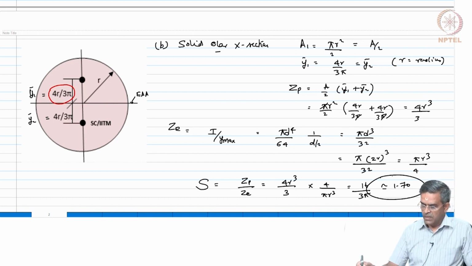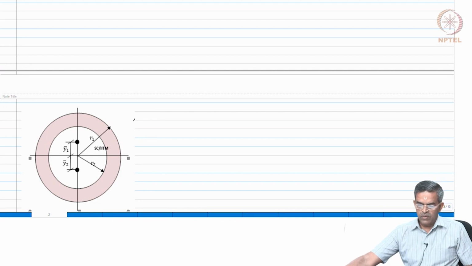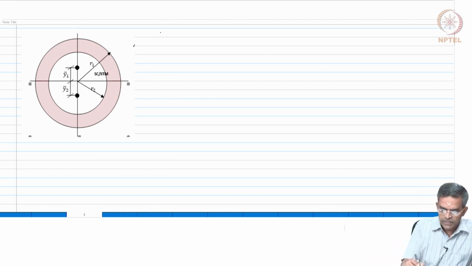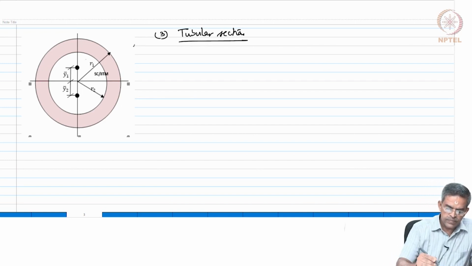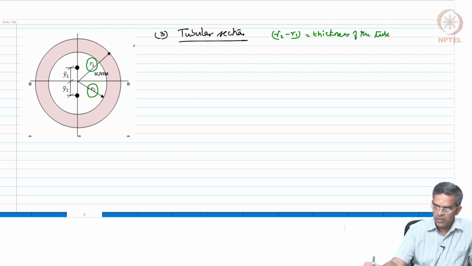Having said this, let us do one more example, which we will do now for an annular ring, a tubular section. You know the outer radius is R1 and the inner radius is R2. So, obviously R1 minus R2 will be the thickness of the tube, which is t.